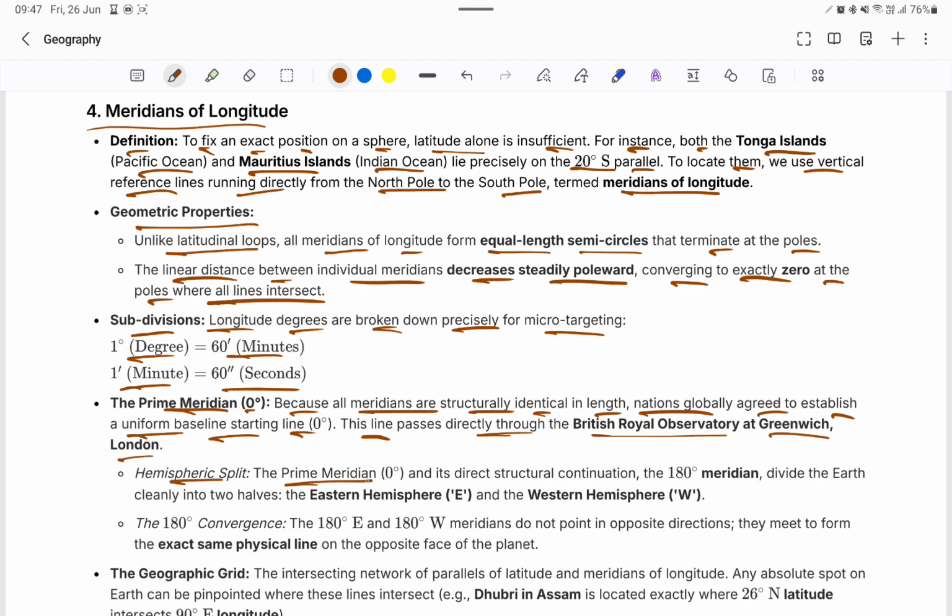Hemispheric split: the prime meridian is 0 degree and its direct structural continuation, the 180 degree meridian, divides the earth cleanly into two halves, the eastern hemisphere east and the western hemisphere west. The 180 degree east and 180 degree west meridians do not point in opposite directions. They meet to form the exact same physical line on the opposite faces of the planet.